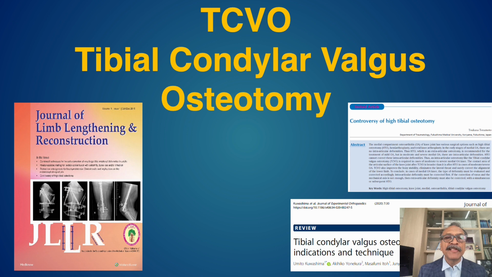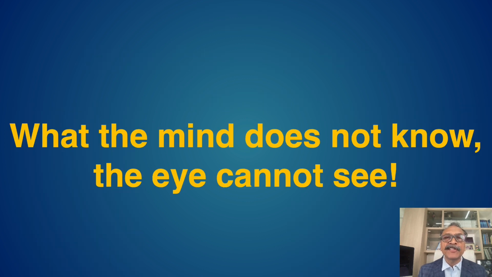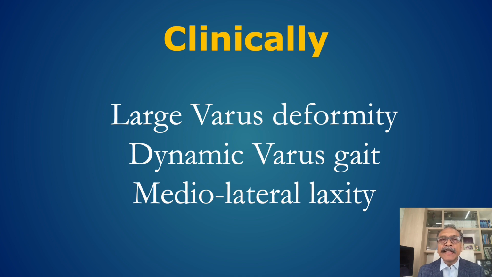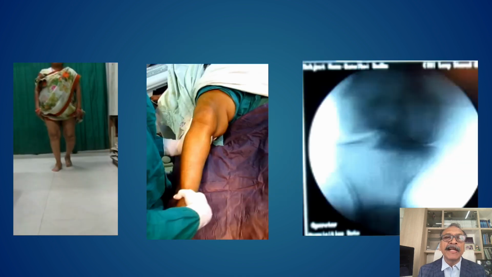We learned about this in the year 2014. Very few articles in the English literature. The problem we know is that what the mind does not know, the eye cannot see. So how do you diagnose an intra-articular deformity? Clinically, when there is a large varus with a dynamic varus gait, and you can elicit medial lateral laxity.